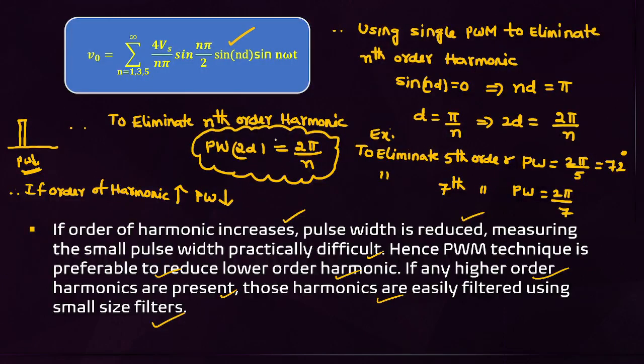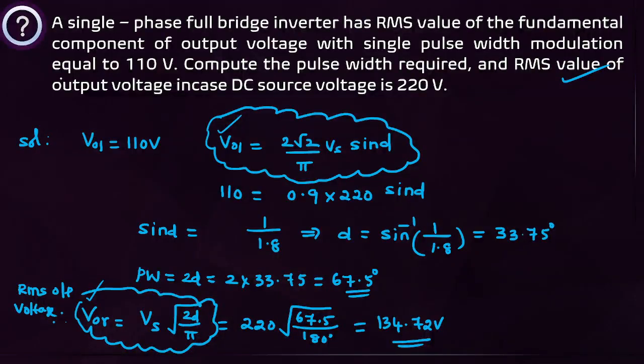To eliminate the nth order harmonic using the single PWM technique, what is the pulse width? This is very important. The pulse width is equal to 2 pi by n. To eliminate the nth order harmonic, the pulse width is 2 pi by n. If you don't have the time to practice all the formulas, better to practice at least these models of questions.